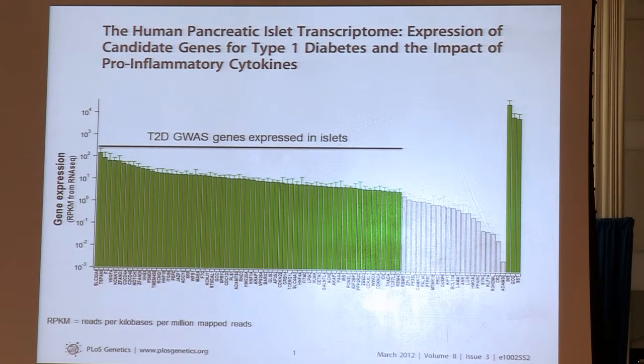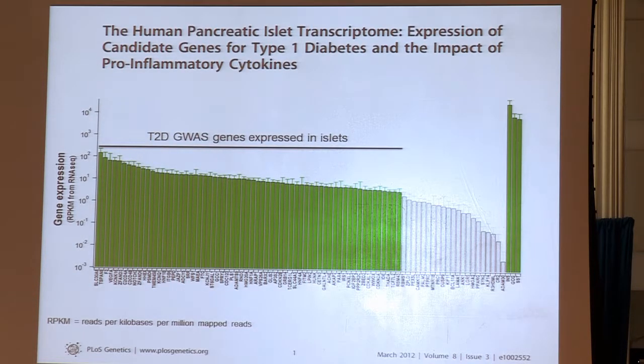One of the early things we did when we had our profiling is we asked, well, can we integrate our data with the human GWAS? And there's about 130 genes that have been identified in human GWAS studies that have an association for type 2 diabetes in human studies. And we asked, well, are they expressed in the islet? I mean, if they're playing a role in the islet, they ought to be expressed there. And I'm showing you here that the vast majority of these genes, in fact, are expressed in the islet.